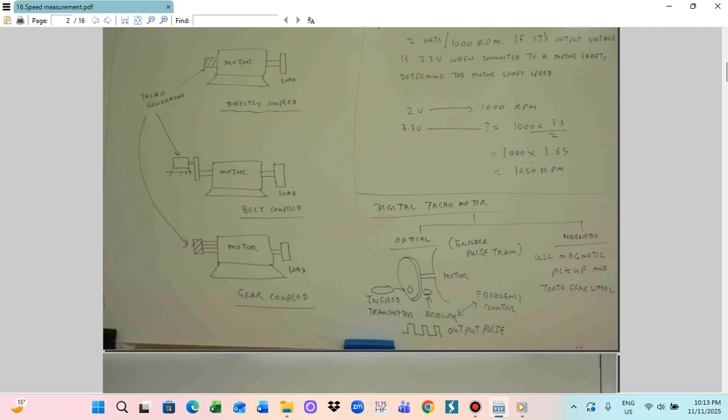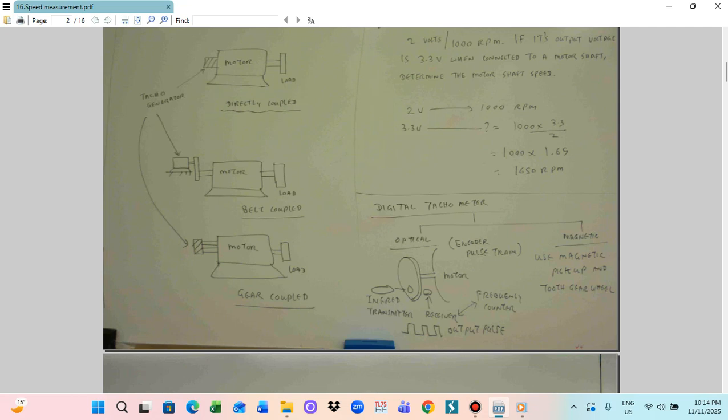Is it just linear? I mean, the speed with the voltage? In this case, it depends on your tachogenerator construction. For the permanent magnet one, the speed will be linear. If you use a series motor or shunt motor, that will be different. So this is why we use a permanent magnet.